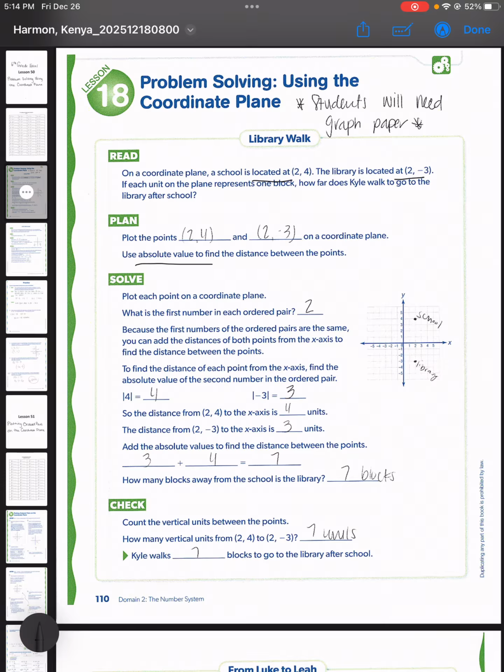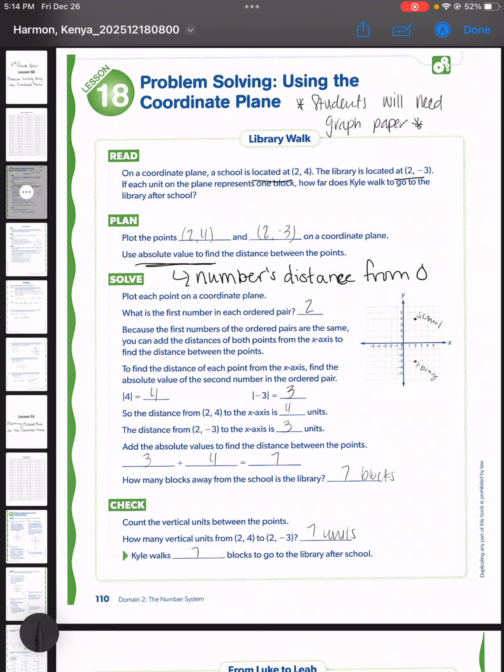We want to define absolute value for students. We don't want to tell them that absolute value means the number's positive. You want to help them understand the true definition, which is a number's distance from 0. And because distance can't be negative, like we never travel -5 miles, so distance is positive, that means that our answer is always positive.